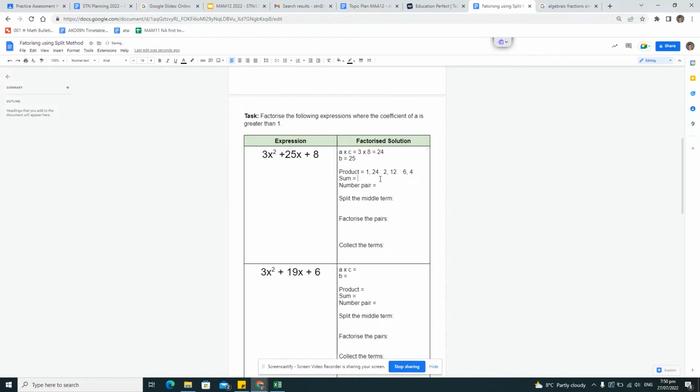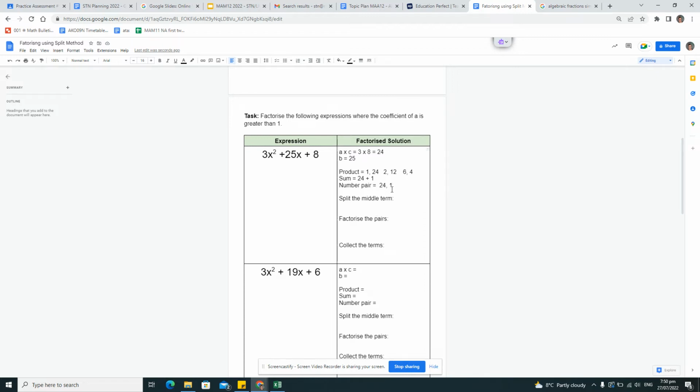Okay, and numbers that add together to give you 25 is 24 plus 1. Okay, and you can see straight away here that two numbers that multiply to equal 24 and add to 25 would be 24 and 1. So that would be your number pair that meet those two different constraints.